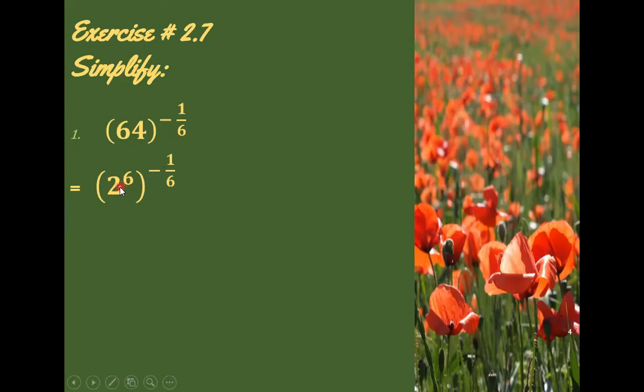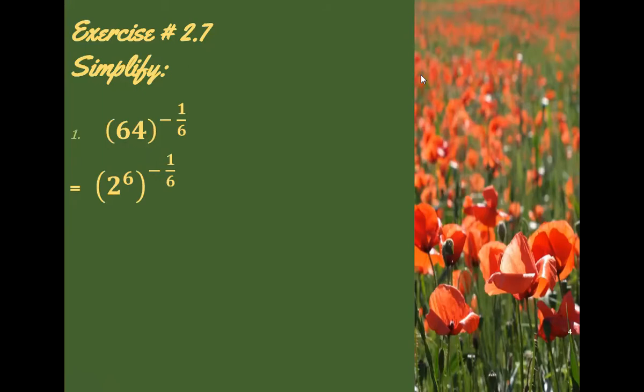So 2 raised to the power 6 equals 64. If you have the denominator 6, it means you have to take the sixth root of the given number. Understand? So 2 raised to the power 6 equals 64. I'm checking your query, 1 minute. Okay, it's okay.